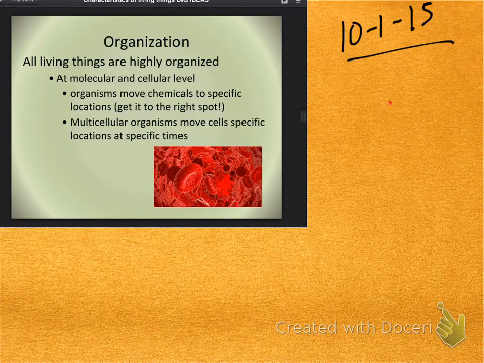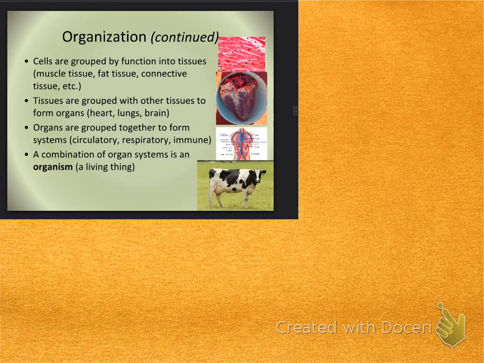Okay, so we have left off talking about how all living things are organized. And they're organized chemically, they're organized in a cellular way. Your body has ways of getting chemicals to where they need to be and getting cells to where they need to be. And we also talked a little bit about how in your body, in the body of any multicellular organism, remember this word?